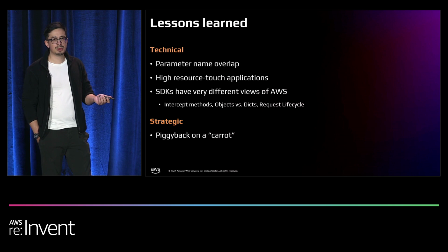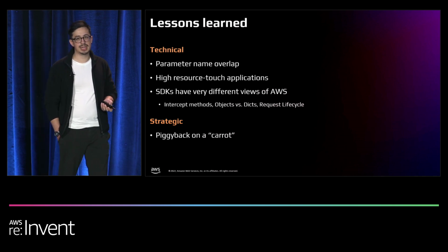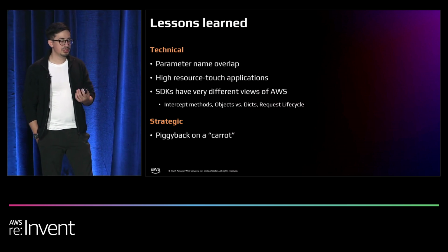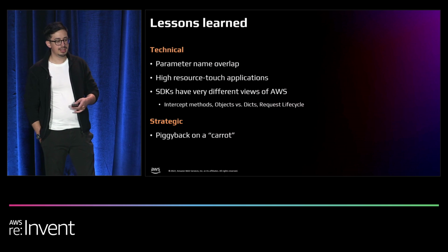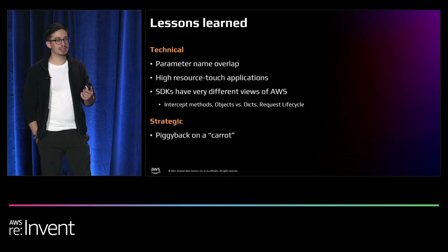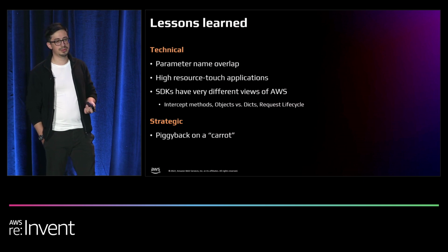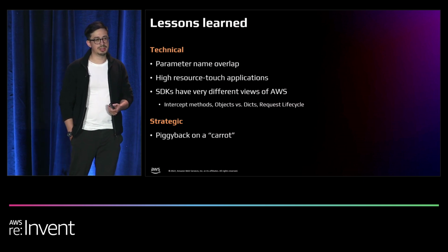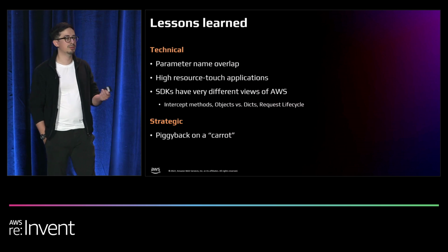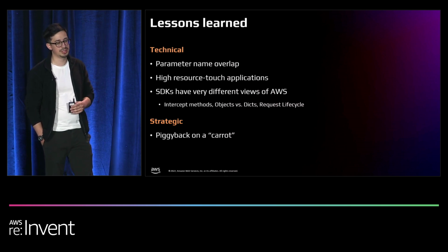As we were going through all of the different SDKs, we learned that they have very different views of AWS. The way that calls to AWS get created, the way that we intercept those, the way that we access the data, the life cycle of an AWS request is very, very different. So we did have to learn what Java considers an AWS request to be versus Python versus Go versus JavaScript, that sort of thing.